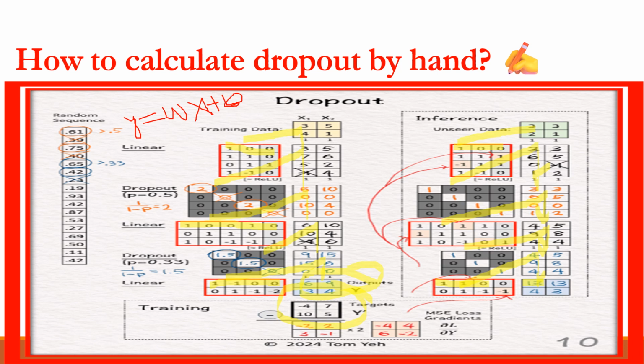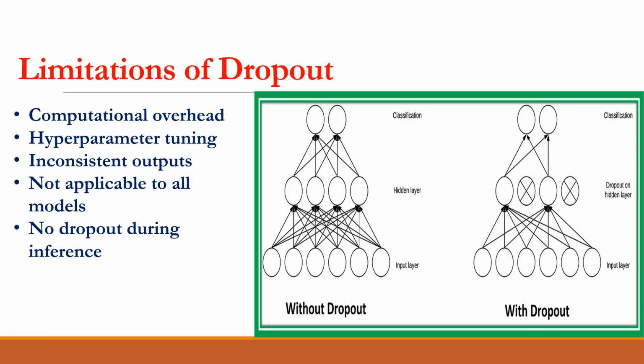So y minus y dash we have done, then we take twice of it. So -2 into 2 is -4, 2 into 2 is 4, 3 into 2 is 6, and this way. So we have done the things here like this. Finally we have these inferences, and then we have taken the forward pass to make the predictions about this unseen data. Now what are the limitations of dropout?